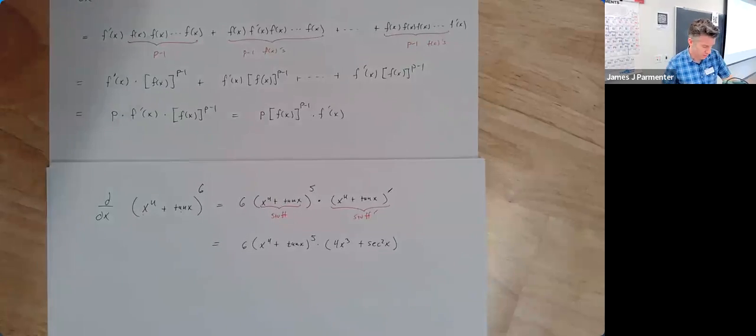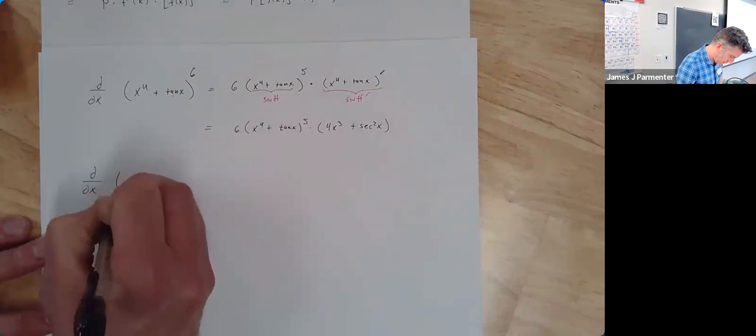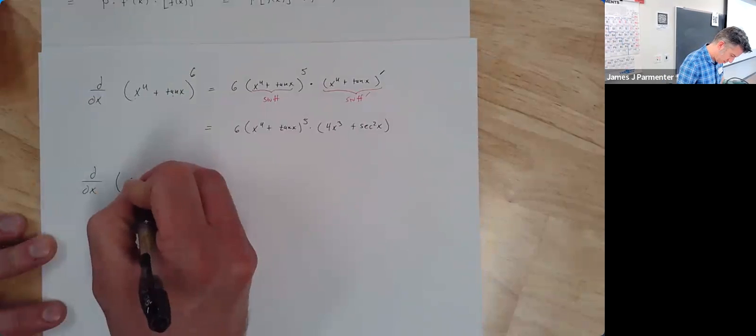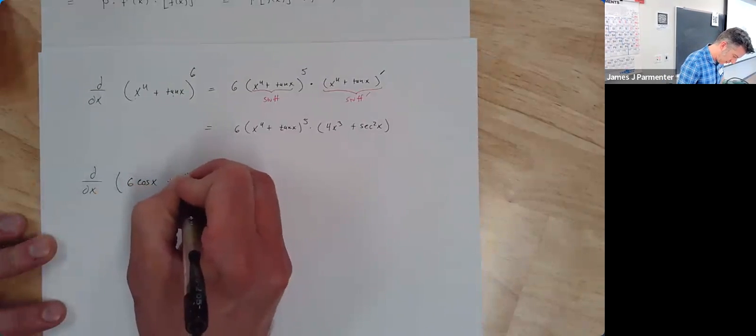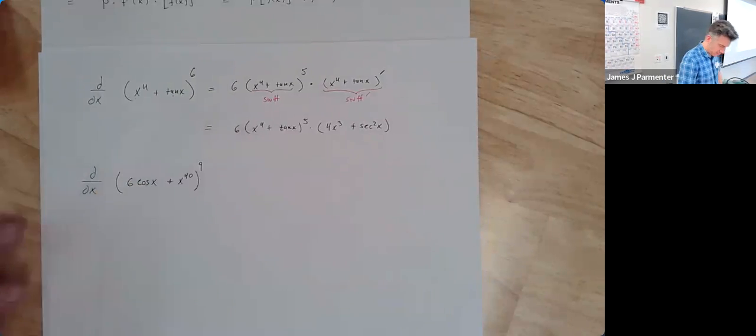All right, your turn. You want to try finding the derivative of 6 cosine of x plus x to the 4th, x to the 4th again. How about x to the 40th? All to the 9th power. Give that a try.